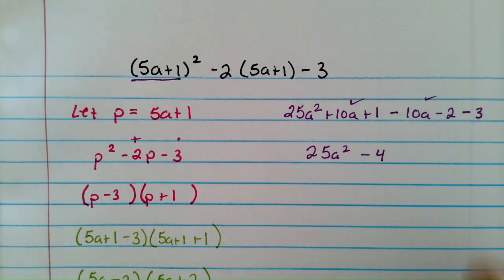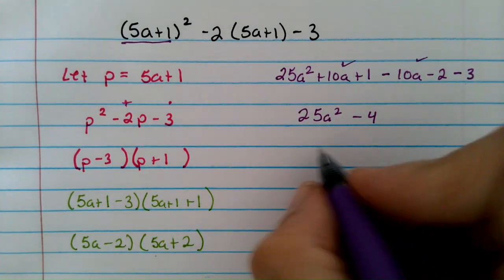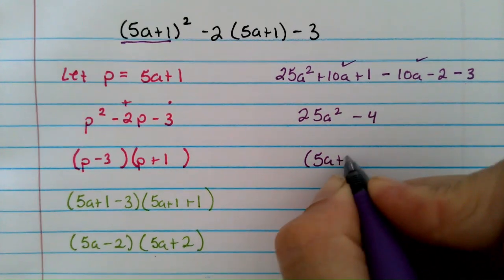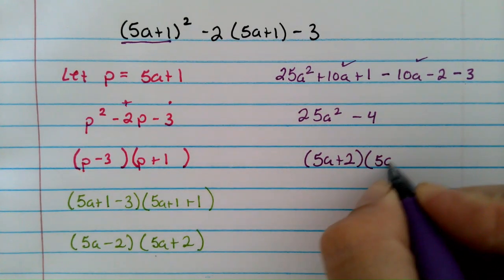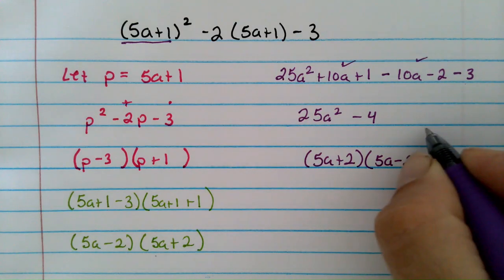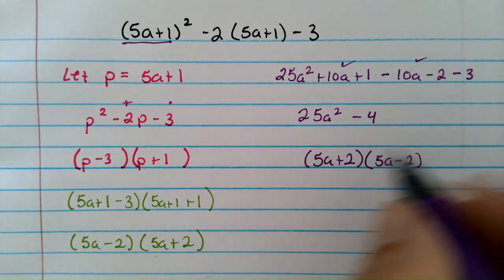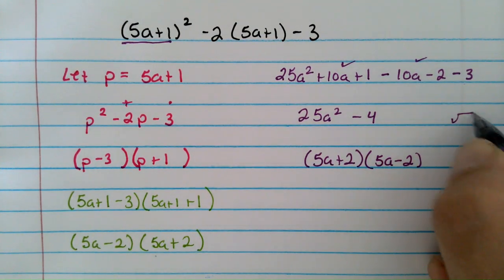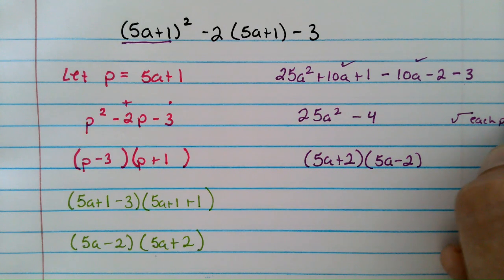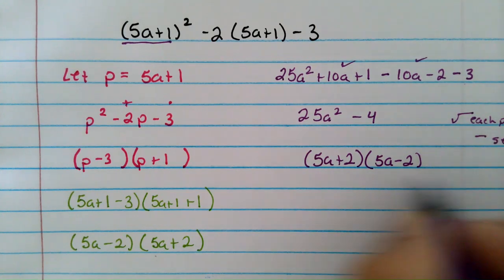And now I know that's that special pattern, difference of two squares. 5a plus 2 and 5a minus 2. I know that because it's something squared minus something squared. In other words, I could square root each part, and there was a minus separating. That's why I knew I could go back.